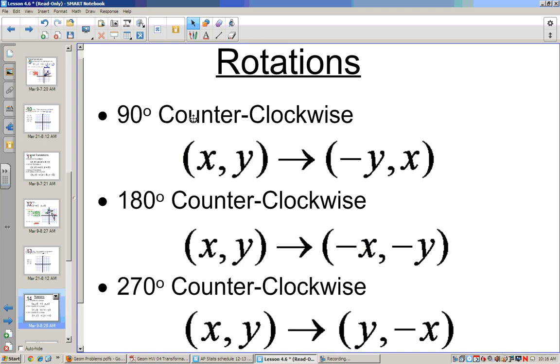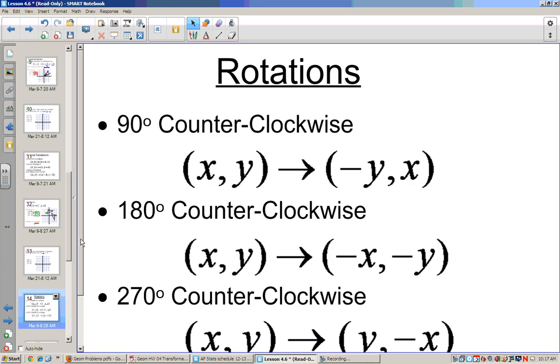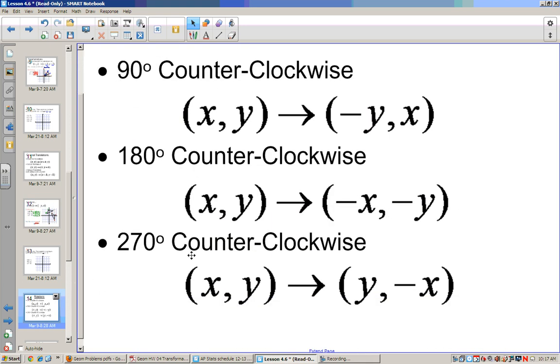You can do a 90-degree counterclockwise, and that rule would be negative y, x. That is like what we just did here, y, negative x. That's 90 degrees. If I want to do 180 degrees, that would be negative x, negative y. 270 degrees counterclockwise would be y, negative x. Also keep in mind if you want to go clockwise, 90 degrees counterclockwise is the same as 270 degrees clockwise. And 270 degrees counterclockwise is the same as 90 degrees clockwise. All right, those are some rules.